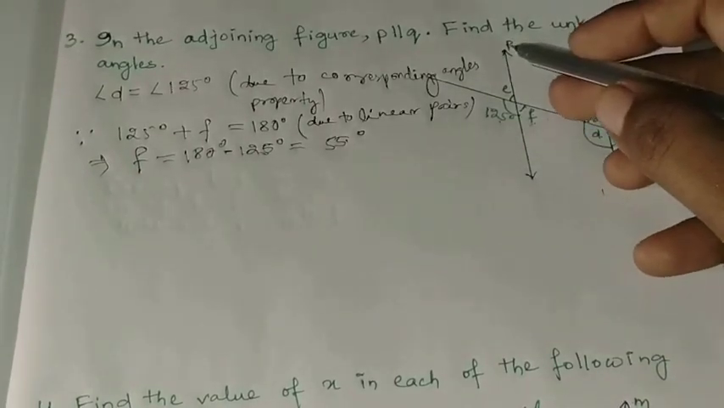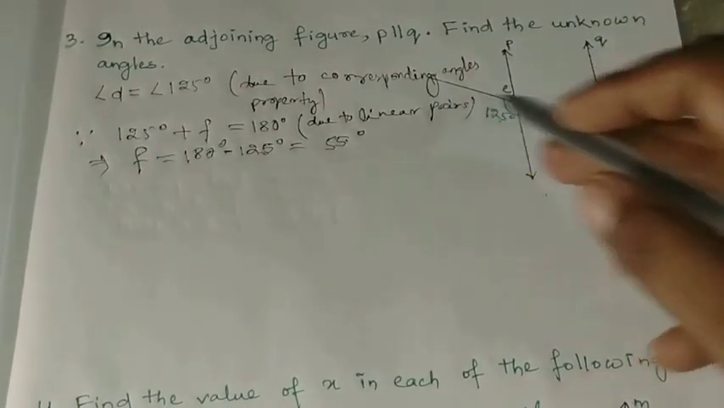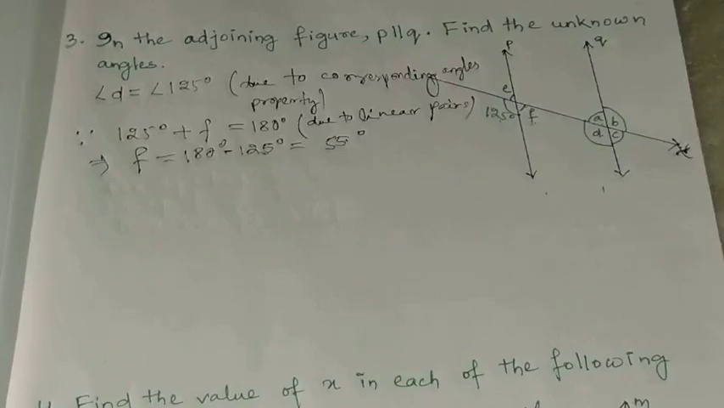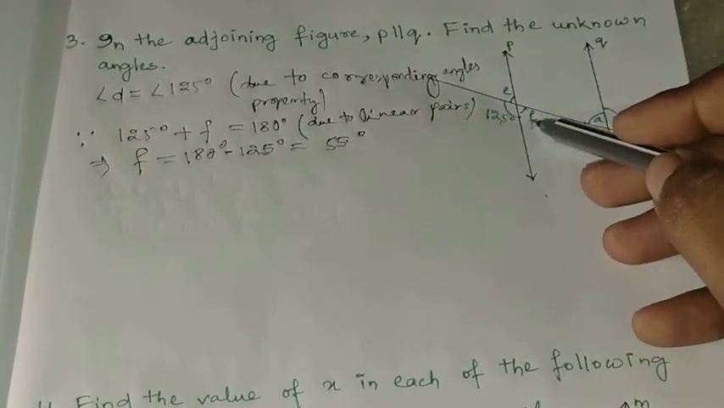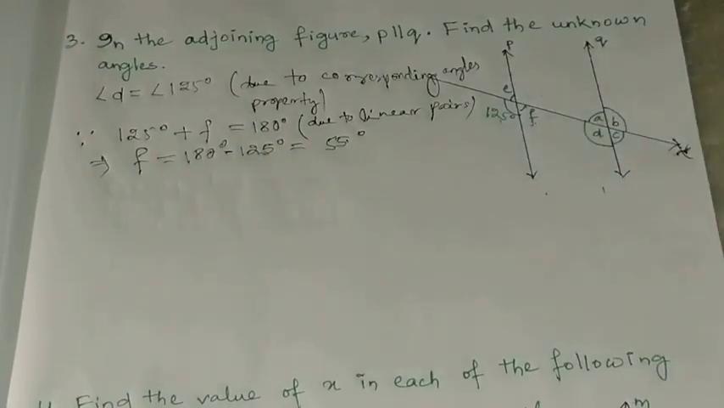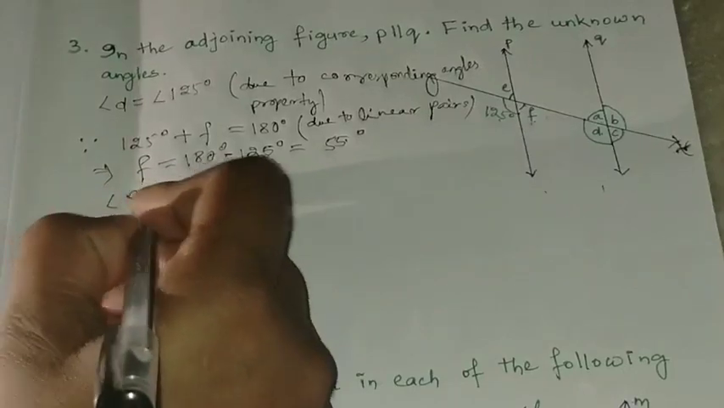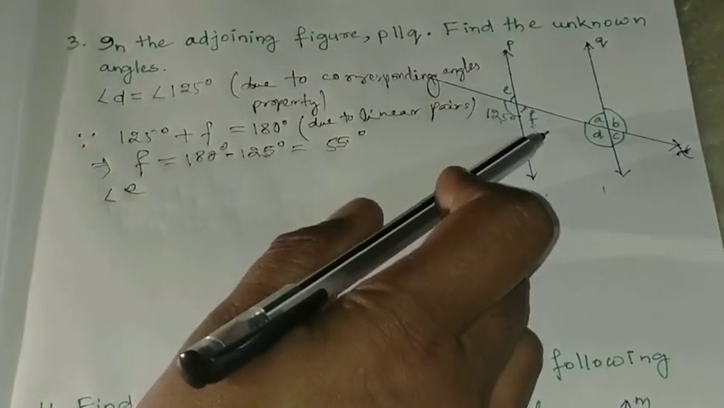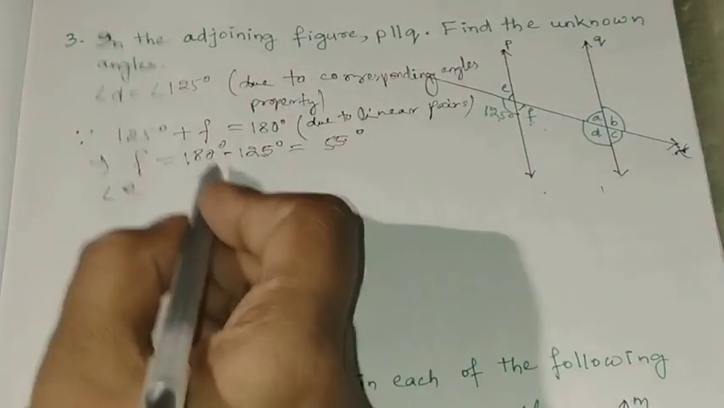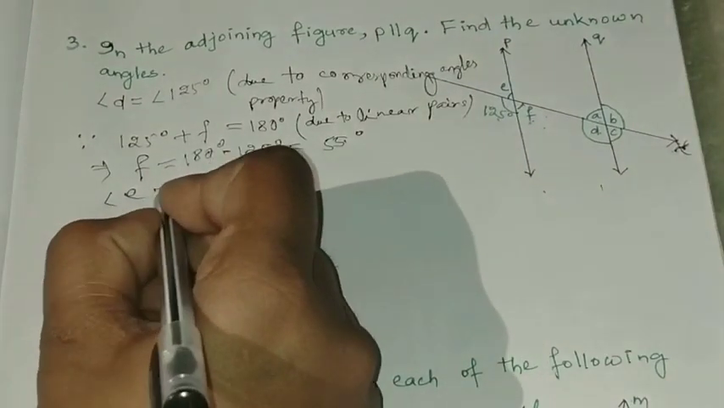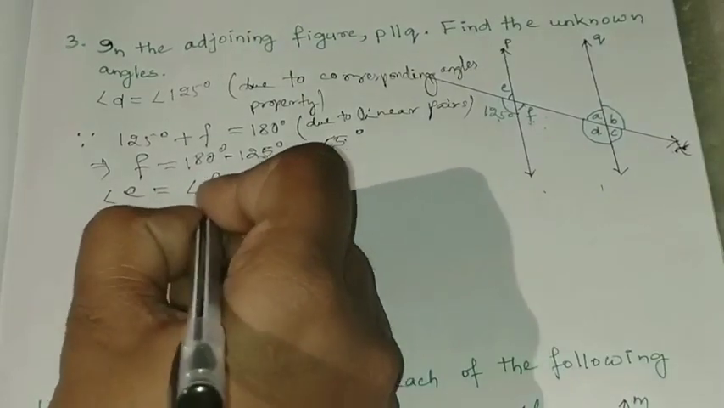Now look at this. This P and this T are two lines crossing each other, so they form vertically opposite angles. So angle F and angle E are vertically opposite angles. So angle E equals angle F. You can write it as angle E equal to angle F.